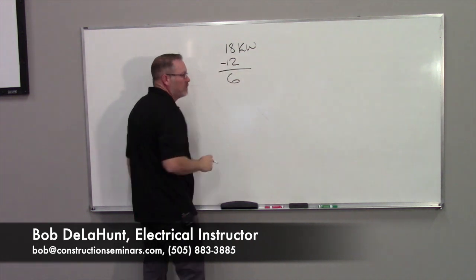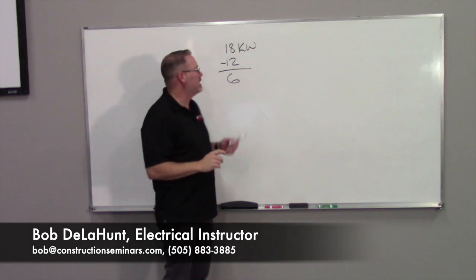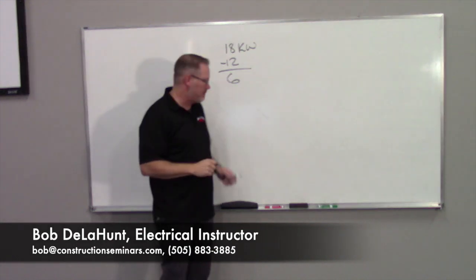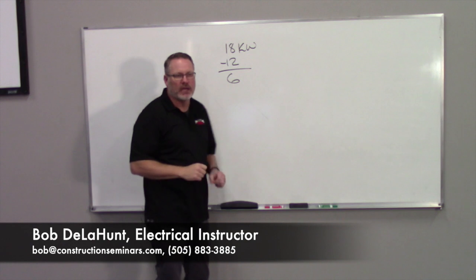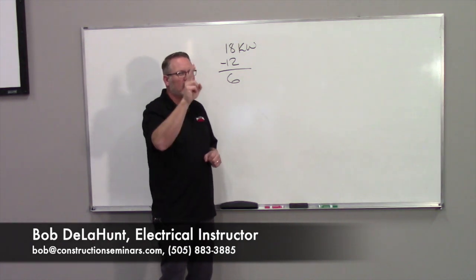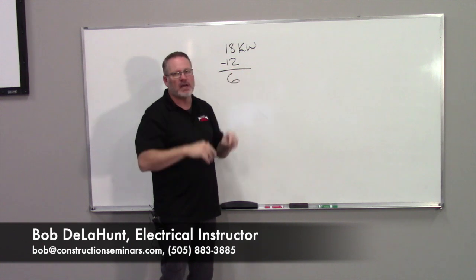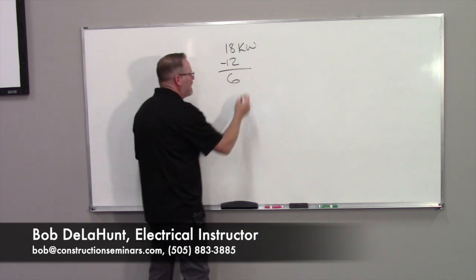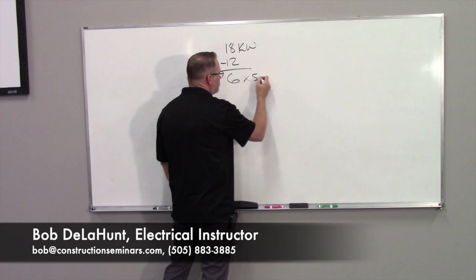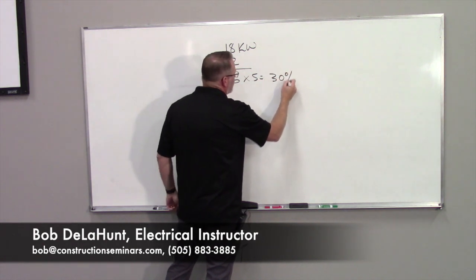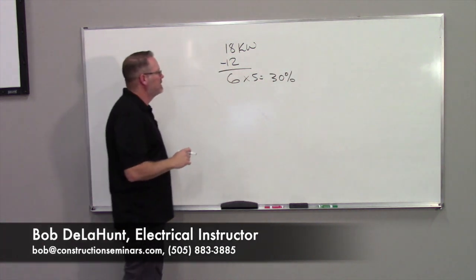6. For each one of those 6, we're going to increase by 5%, right? So I'm going to need both hands for this. 5, 10, 15, 20, 25, 30, right? I need to increase that by 30%. I can do 6 times 5 is 30, right? So I'm going to do a 30% increase to my column C value.